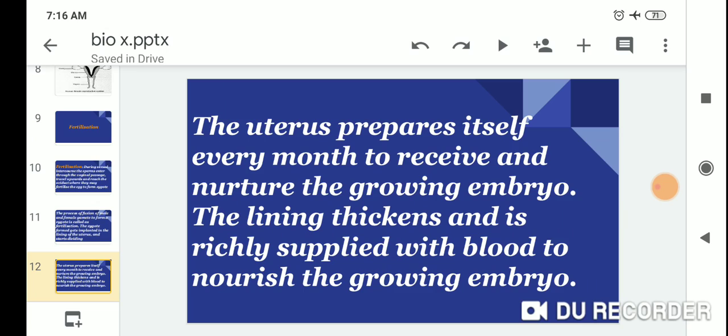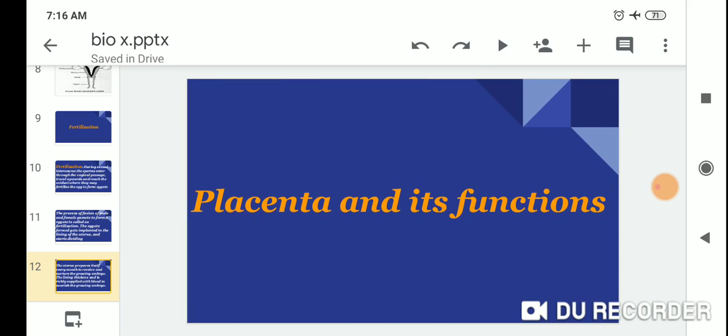The lining thickens and is supplied with blood to nourish the growing embryo.